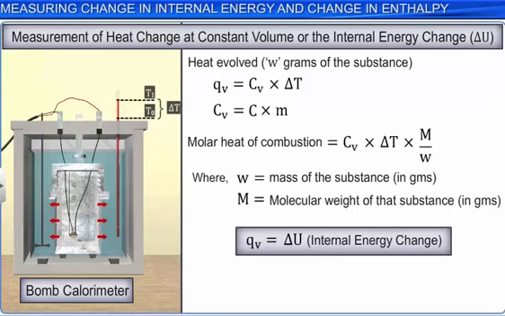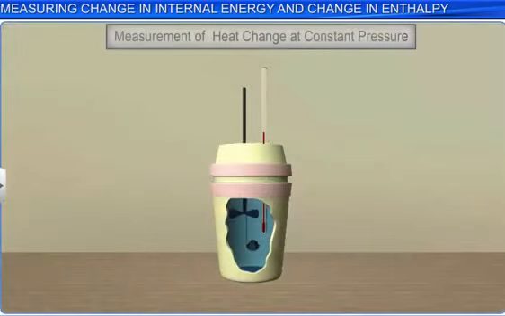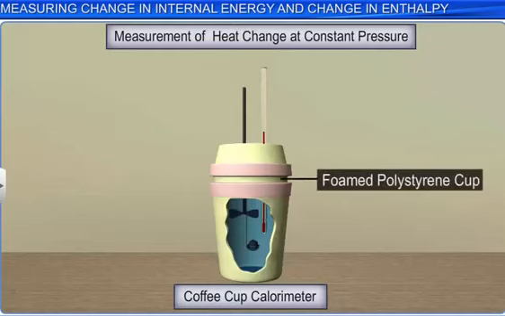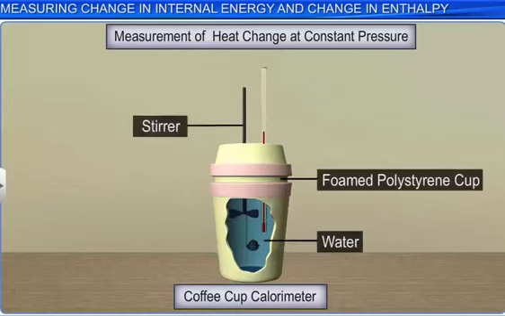Let us now measure the heat changes at constant pressure. To measure the heat changes at constant pressure, a device known as a coffee cup calorimeter is used. These calorimeters are open to the atmosphere. So, these measure heat changes at constant pressure. This calorimeter is a foamed polystyrene cup partially filled with a known volume of water and fitted with a stirrer and a thermometer inserted through the lid of the cup.